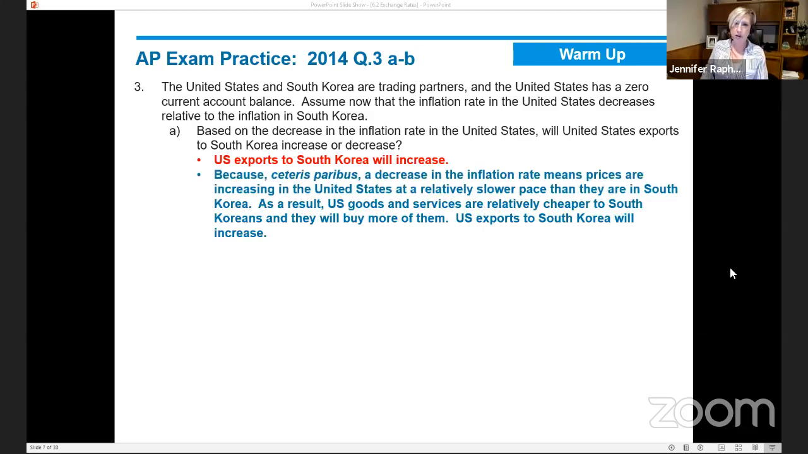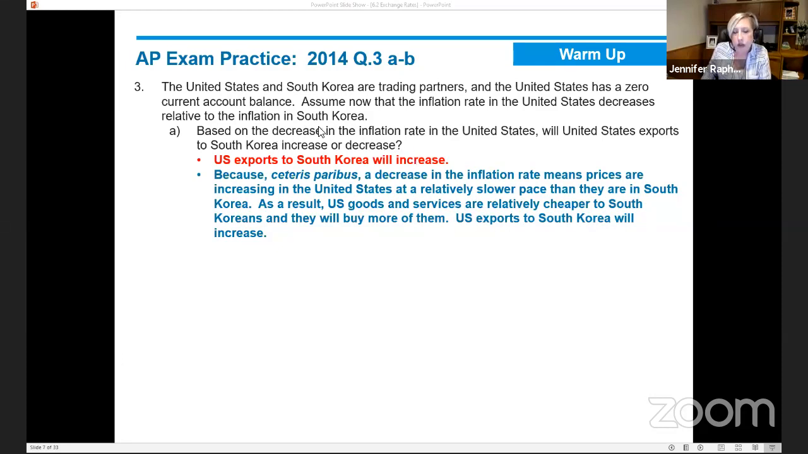Because ceteris paribus, or all else equal, a decrease in the inflation rate means that prices are increasing in the United States at a relatively slower pace than they are in South Korea. Relatively is a big word in international economics. We really want to understand what that means, a relatively slower pace. As a result, US goods and services are going to be relatively cheaper to South Koreans, and as a result, they'll buy more US goods and services. So US exports to South Korea will increase.